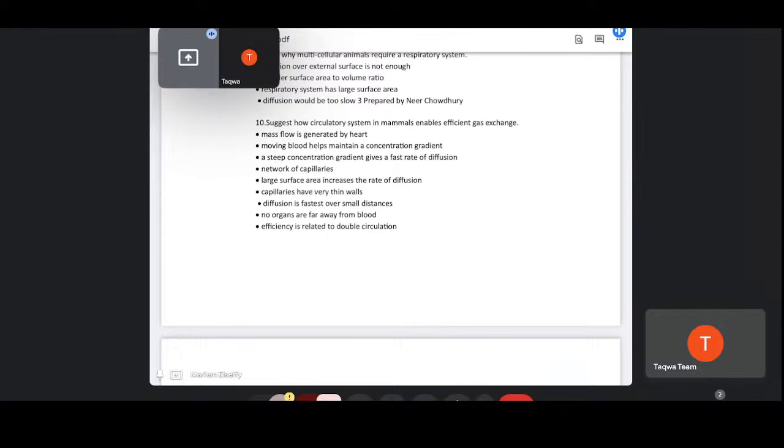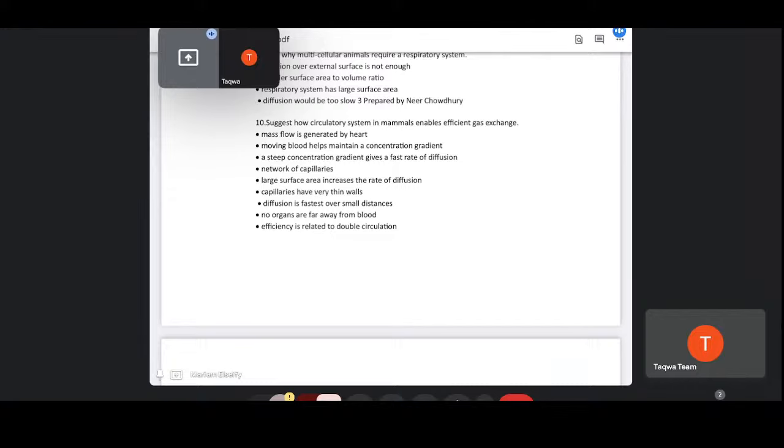Network of capillaries, large surface area increases the rate of diffusion, and the capillaries have very thin walls. Diffusion is fastest over small distances. No organs are far away from blood, and the efficiency is related to double circulation. As we said again, this is very important.